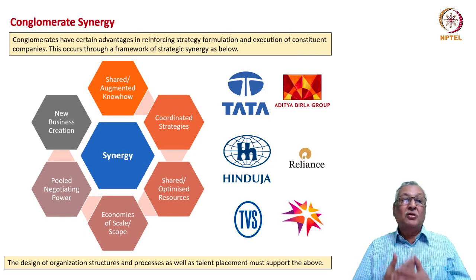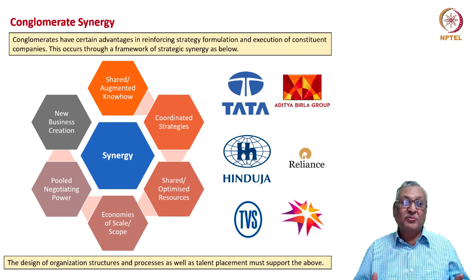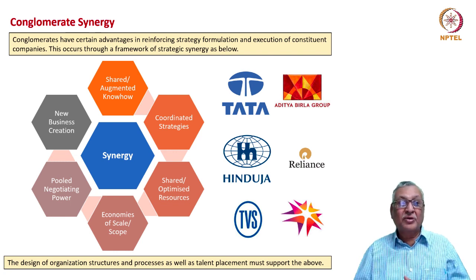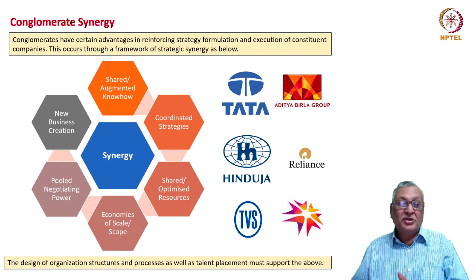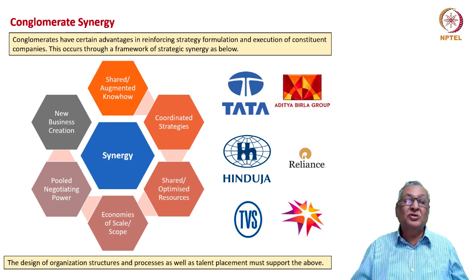There is also conglomerate synergy. That is, a conglomerate is a group of companies within the same ownership or shared ownership which conduct similar processes across the conglomerate, but they have different business verticals, different product verticals, and that leads to synergy. Shared augmented know-how: because you have one common corporate center, it is possible to understand how each company is performing and then pass on that know-how to other companies.